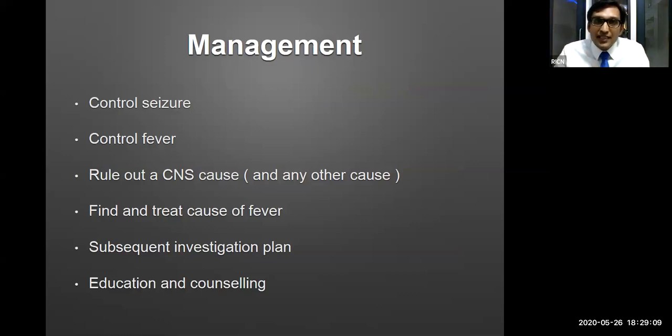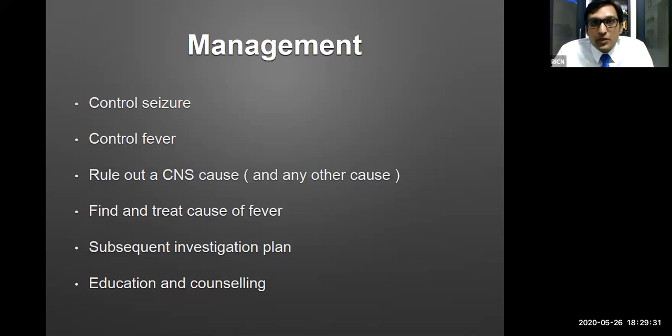Okay, so sticking to the management of febrile seizures, sticking to the basics, what do we need to do? We need to control the seizure, we need to control fever, we need to rule out a CNS cause, we need to find and treat the cause of fever, because of course the fever has led to the seizure, but what is causing the fever, and that needs to be looked at.